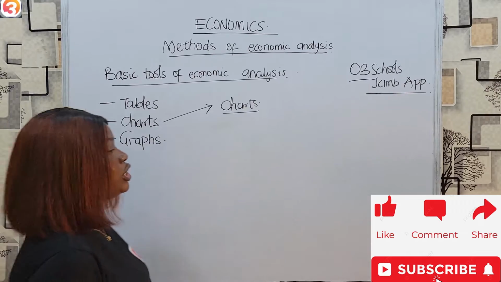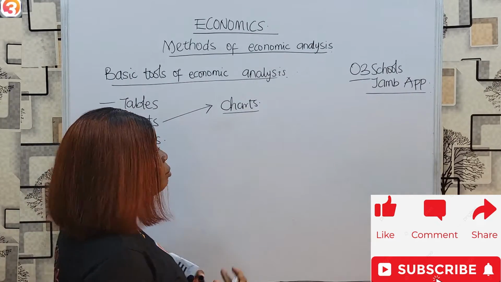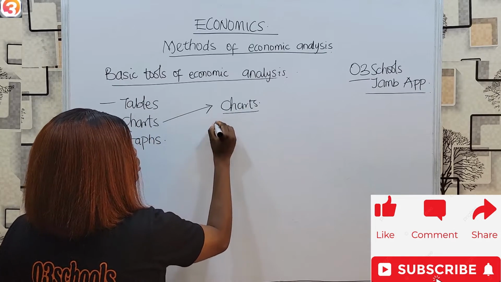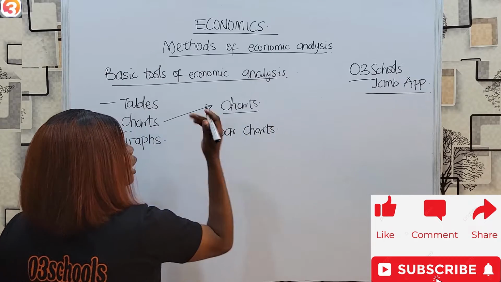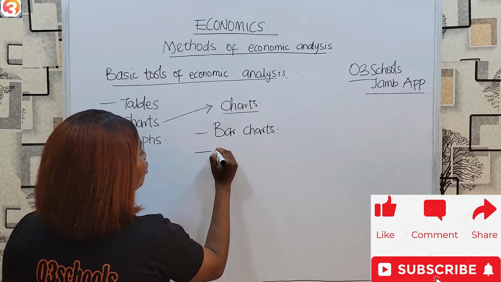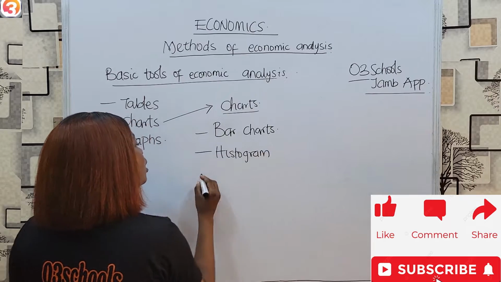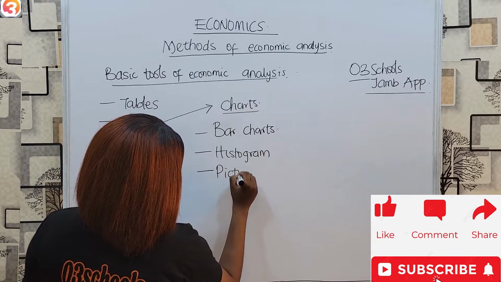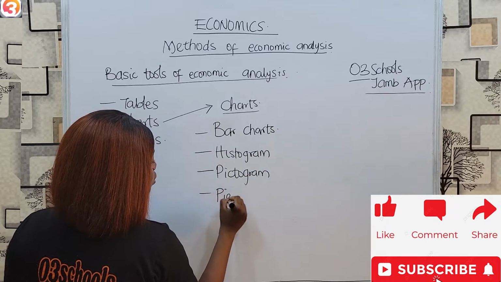Now, when we're talking about charts, charts are also used to represent economic data. Charts are divided into 4. We have the bar charts. I believe you must have heard about charts before now. Then we have the histogram. We have the pictogram. And finally, we have what we call pie charts.